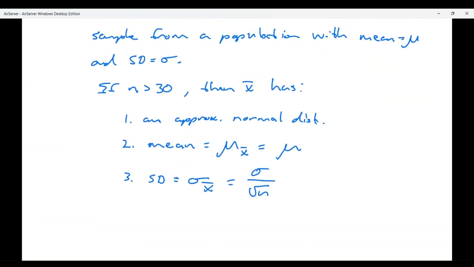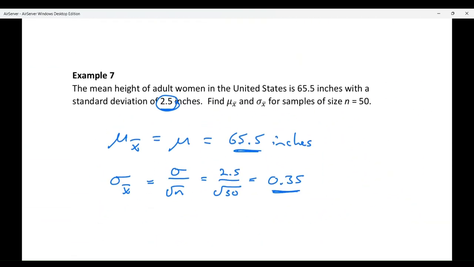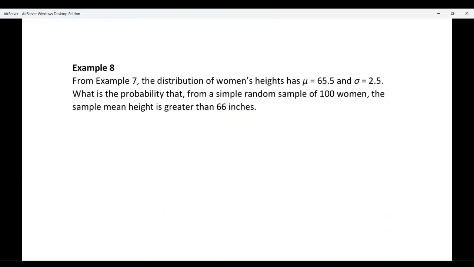So again, from that example that we did, example 7 was the adult women in the United States. So it says from example 7, the distribution of women's heights, again, mean of 65.5, standard deviation of 2.5. What is the probability that from a simple random sample of women, the sample mean height is greater than 66 inches? Okay. So in this case now, we're not taking an individual from the population, right? We're taking a sample of 100 women, finding their average height, and determining, how often would we find the average greater than 66. So this is not doing exactly what we did before.